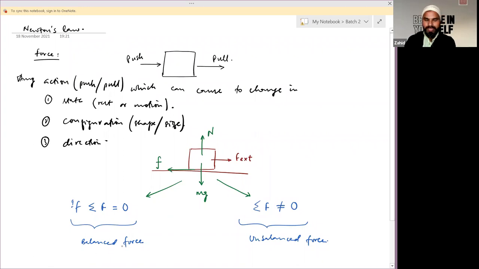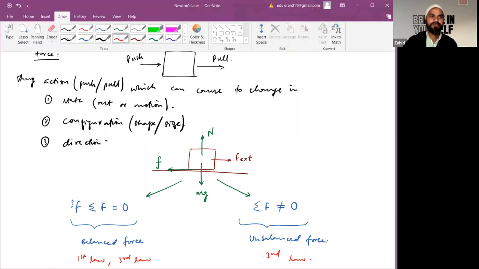Now, for balanced force, we may define first law as well as third law, or first law or third law will be based on this balanced force. And for unbalanced force, we define just second law. First, write it down to this part. Then I'm starting with first law.